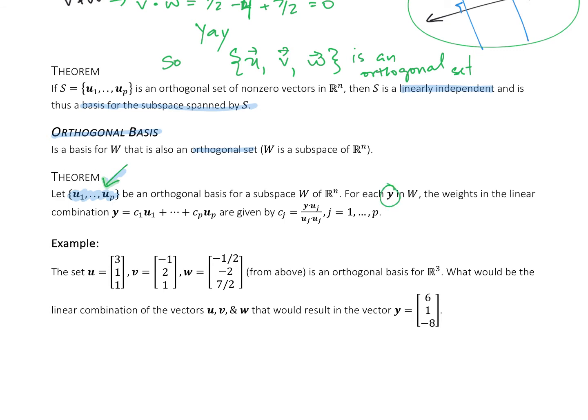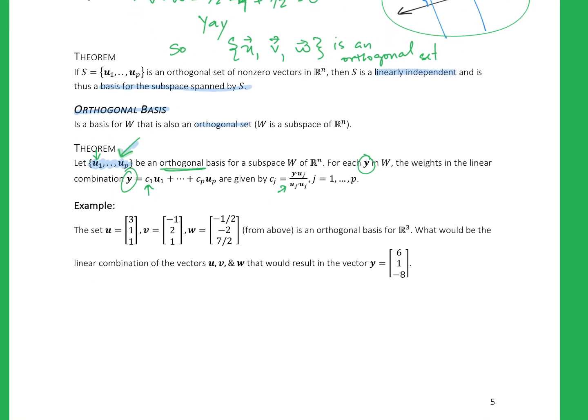So any y, as long as these things are all perpendicular to each other, we can find the weights, or in other words, we can find the constants times the vectors that is going to give us any y by using this formula here. And those constants we'll find by taking the dot product of y and the vector in each position divided by the dot product of the u vector itself. So this makes a little bit more sense in action.